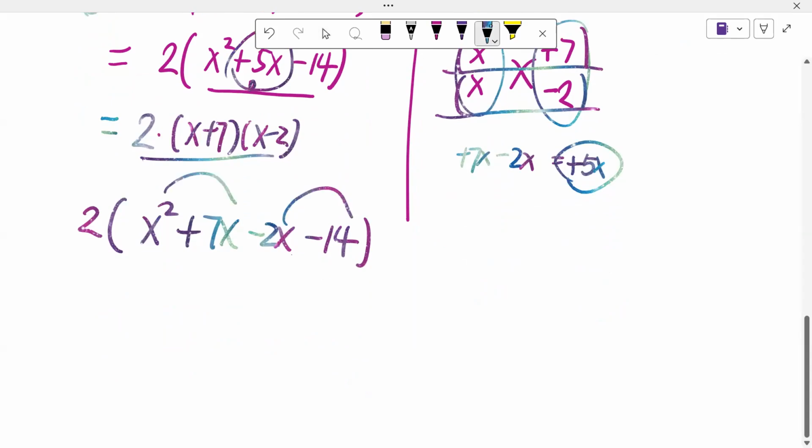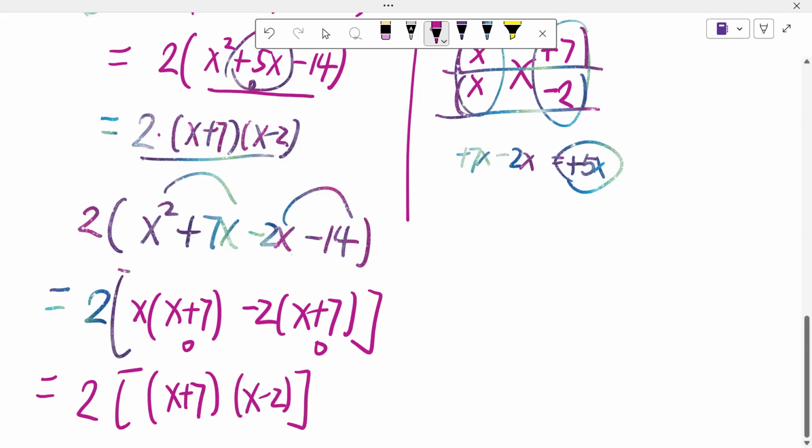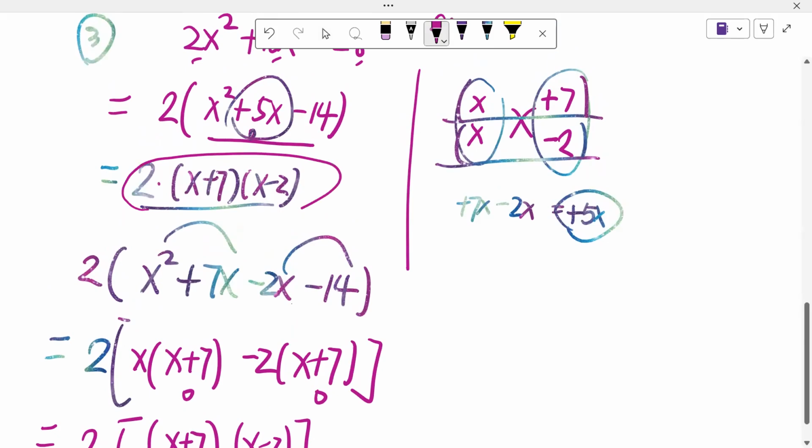Okay. So here, factor by grouping, this one will put x in the front, and it will be x plus 7. Second one, put -2 in the front. Factor by GCF one more time. 2 times x plus 7, x minus 2. Same answer, right? No difference. Same answer like what we have here.